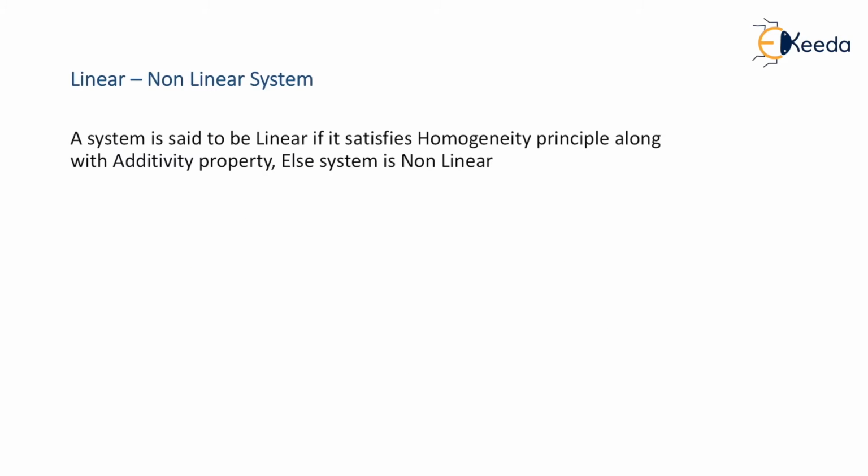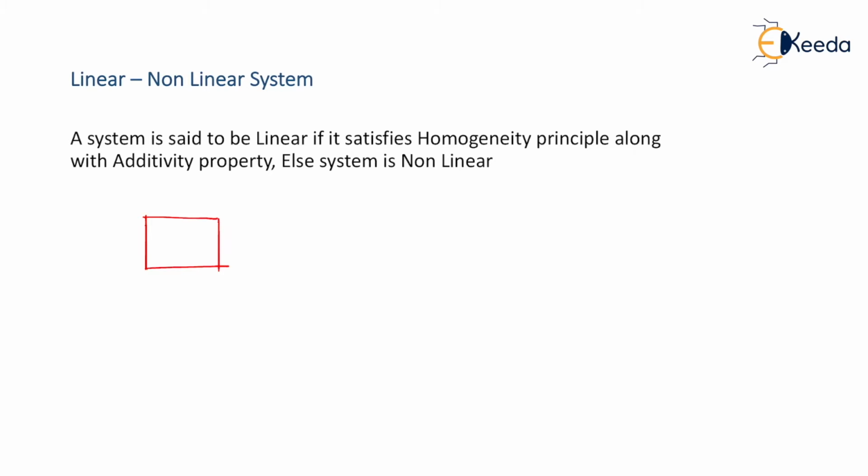A system is said to be linear if it satisfies the homogeneity principle along with the additivity principle, else the system is said to be non-linear. Let us understand what is meant by the homogeneity principle and what is meant by the additivity principle. Only if a particular system satisfies both properties, that is homogeneity along with additivity, then and only then the system is said to be linear, else the system is non-linear.